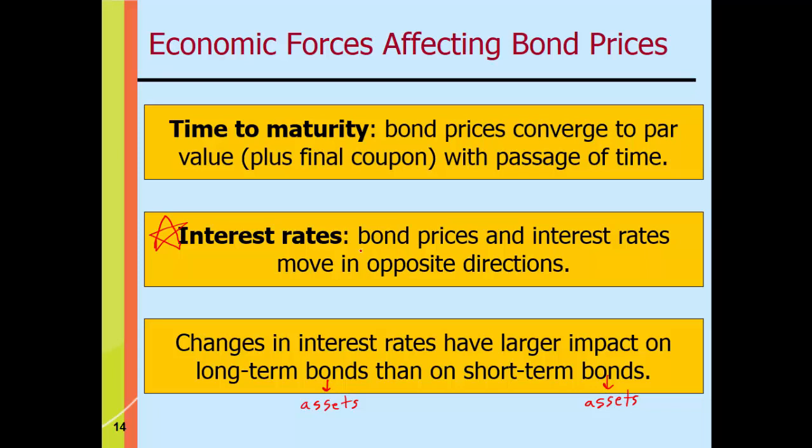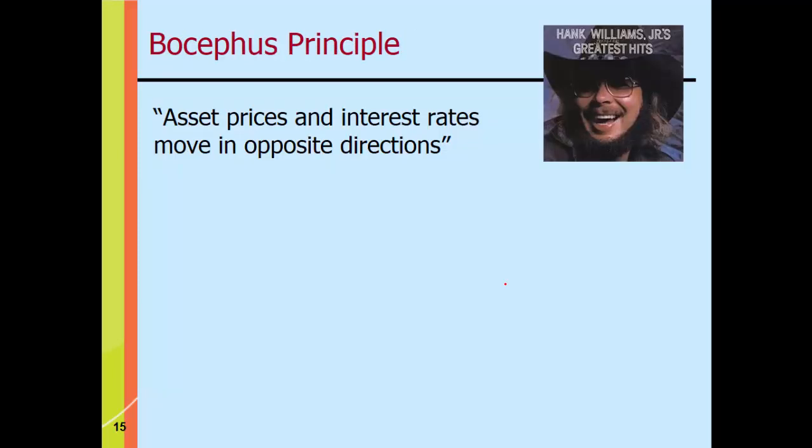The idea that bond prices or asset prices and interest rates move in opposite directions, I like to refer to that as the Bocephus Principle. And I get that from the first few lines of one of my favorite country songs by Hank Williams Jr.